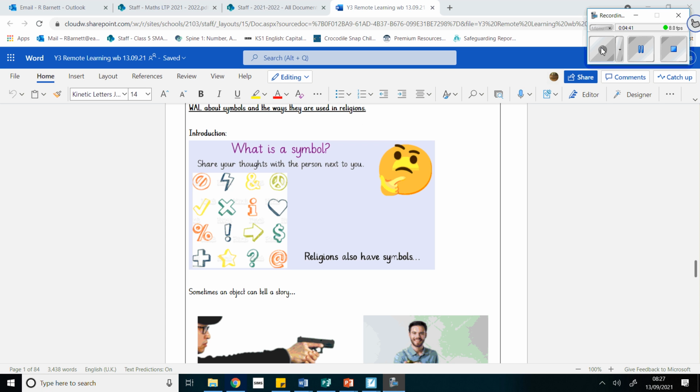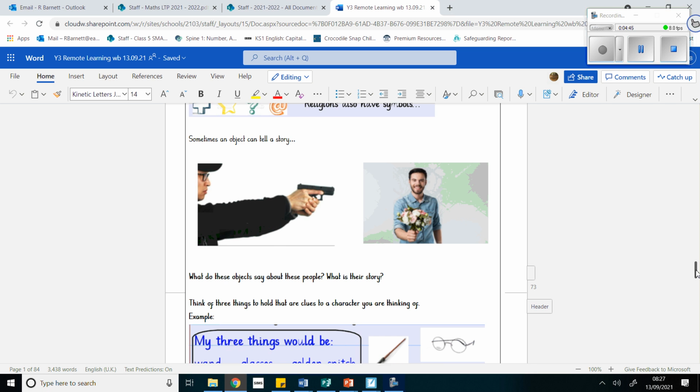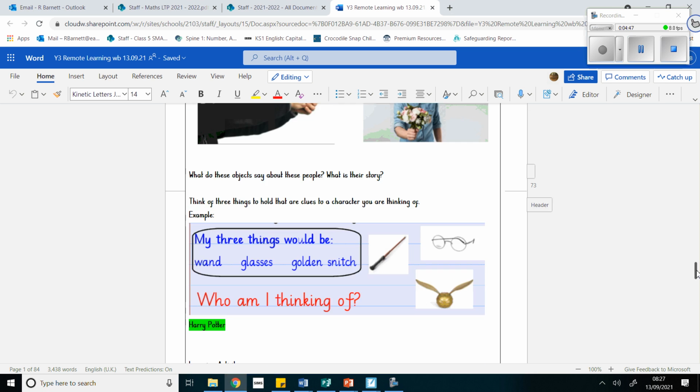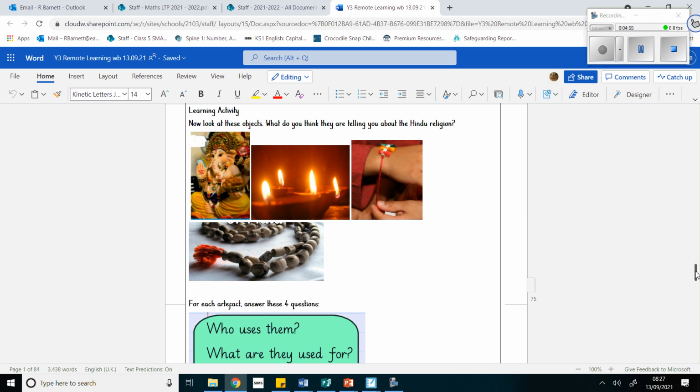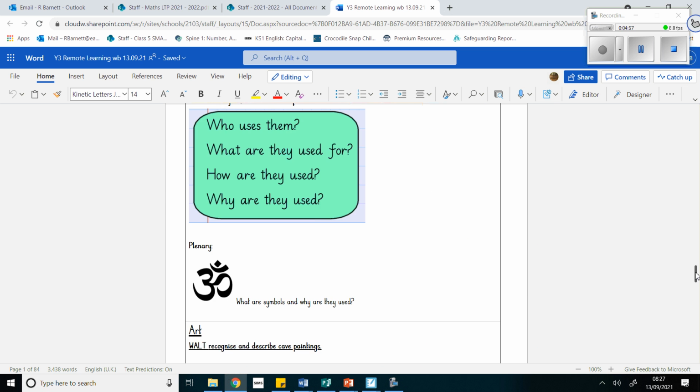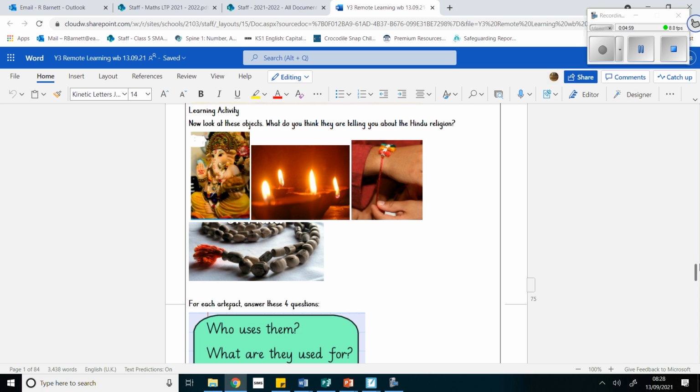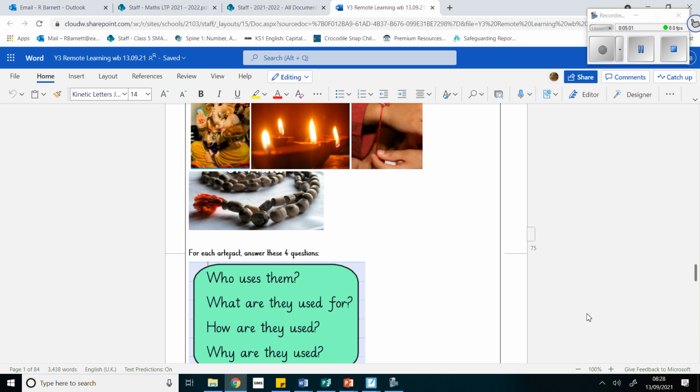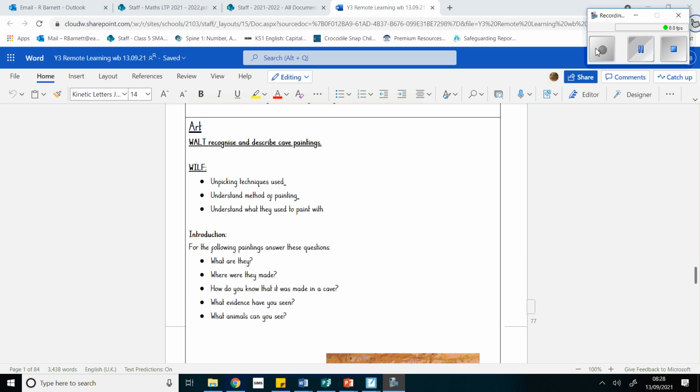For RE, we're going to be looking at symbols and understanding what a symbol is. So you're going to be coming up with 3 objects that would symbolise the character that you're thinking of. So I've got some here as an example. And then you're going to be looking at these artifacts and then answering these 4 questions about each artifact. So who uses them, what they're used for, how they're used, and why they're used. So it's using a bit of your inference skills as well.